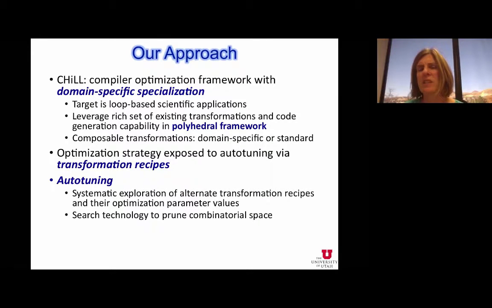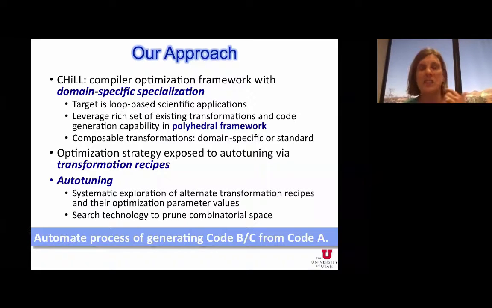So going back to when I talked about energy efficiency, this can be execution time, or it could be something related to energy or power. So you could use auto-tuning to find an implementation that is both energy efficient and high performance, for example. So that's kind of the key idea. Now, using this approach, we want to automate the process of generating code B or C from code A.